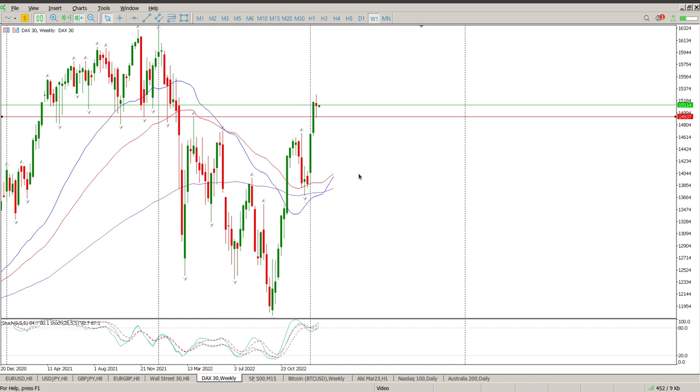Bear in mind, we still have an inverse head and shoulders play that is in play at the moment. Oscillators are all over the place. We're quite far from the moving averages, but we don't have the crossover just yet. We want blue above red. We don't have that just yet, but there is quite a bit of potential structure here on the lower time frame.